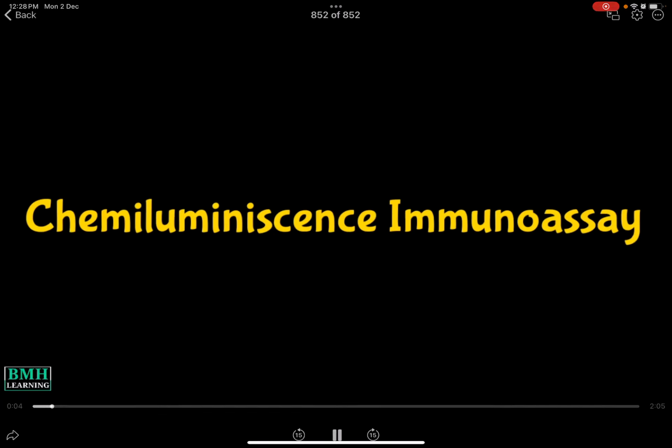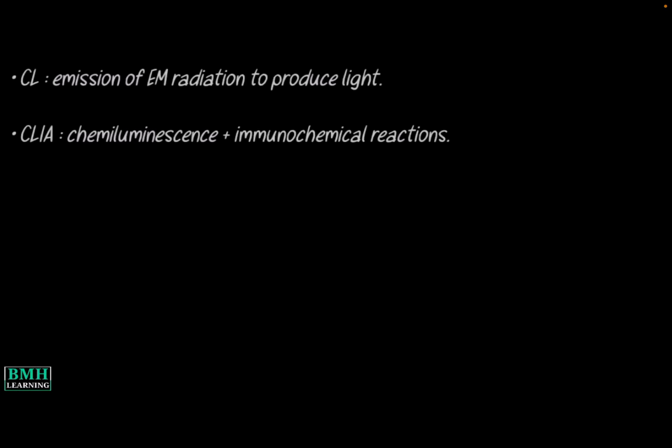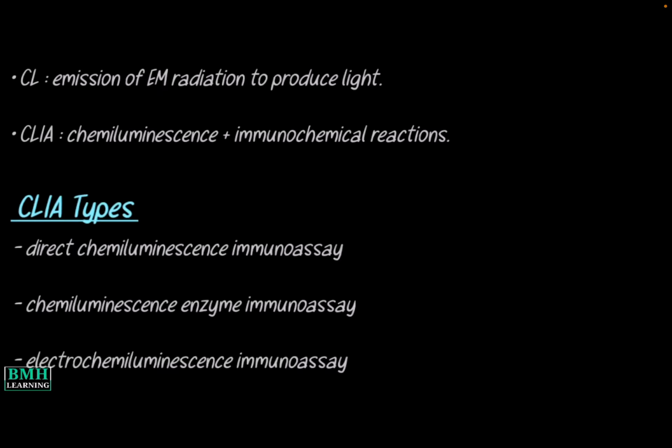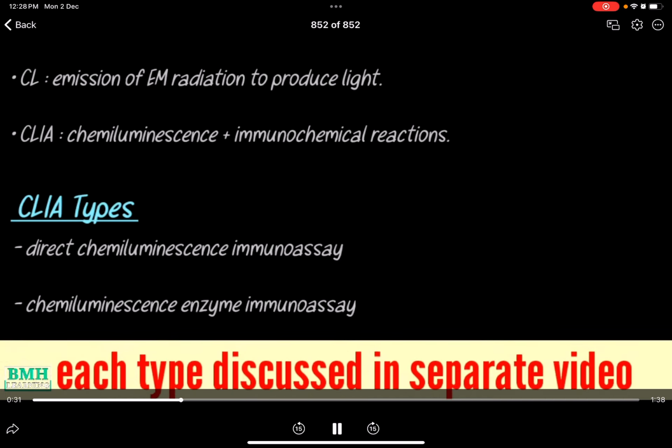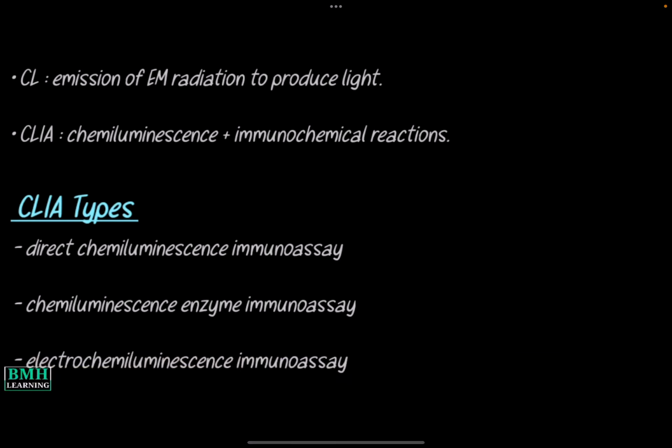This video is regarding chemiluminescence immunoassay. Chemiluminescence is defined as the emission of electromagnetic radiation caused by a chemical reaction to produce light. CLIA is an assay that combines chemiluminescence technique with immunochemical reactions. Depending on different luminescence mechanisms, CLIA includes direct chemiluminescence immunoassay, chemiluminescence enzyme immunoassay, and electrochemiluminescence immunoassay.